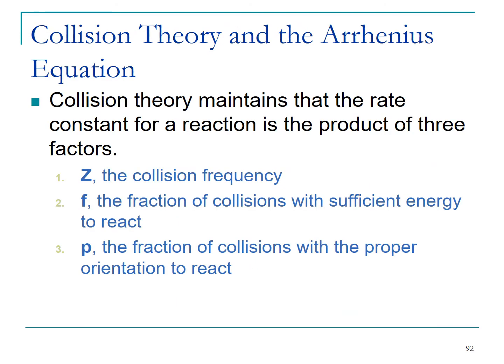Okay, so there are three things that will affect the rate of a reaction. So the constant, the K, the rate constant, is a product of these three factors. The collision frequency, so how often do molecules collide, the fraction that have enough energy to react, that have that activation energy, and then the fraction that have the proper orientation. So the rate law constant, K, is a product of Z times P times F.